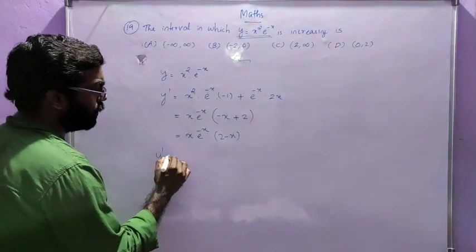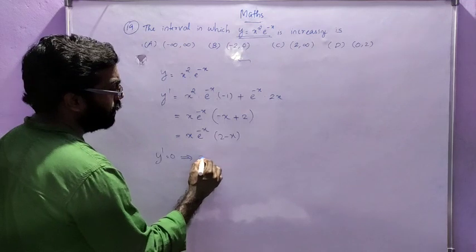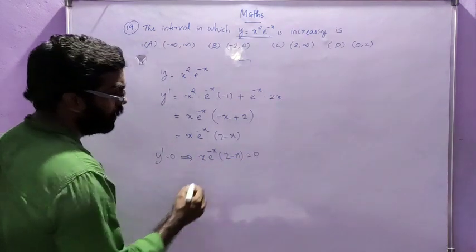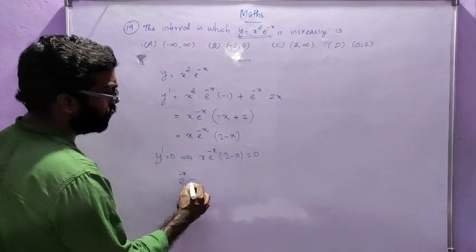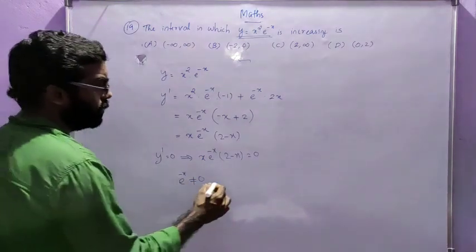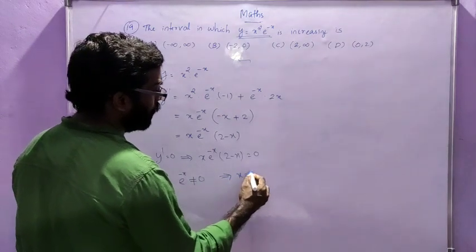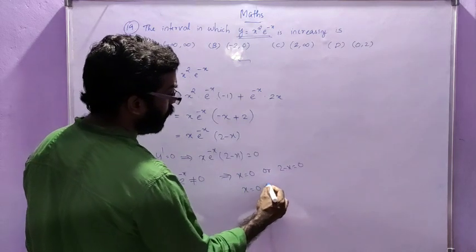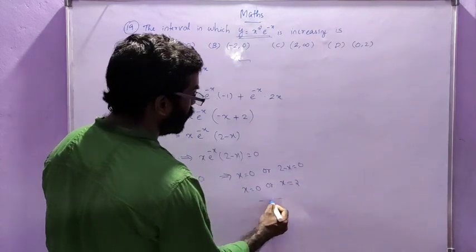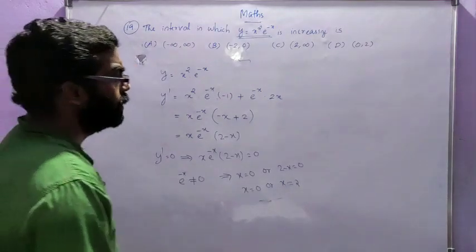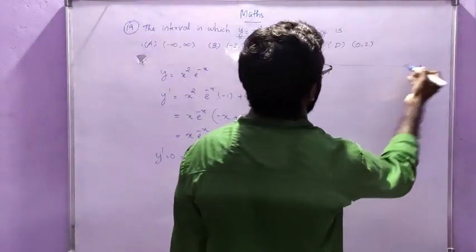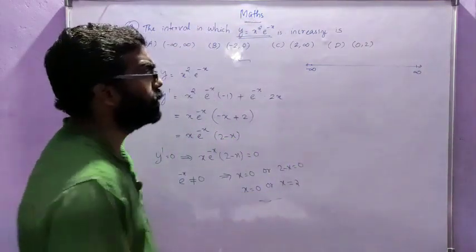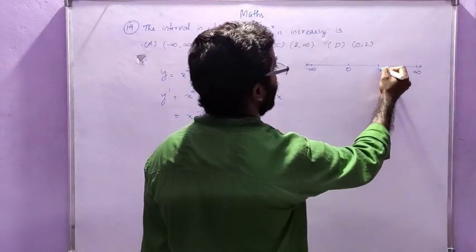Now we can equate it to 0. Y dash is equal to 0 implies x e raised to minus x into 2 minus x is equal to 0. Here e raised to minus x is never 0, which implies x equal to 0 or 2 minus x equal to 0. That is x equal to 0 or x equal to 2. So these are the values of x. So we can find the intervals: minus infinity, infinity, then mark the numbers 0 and 2.